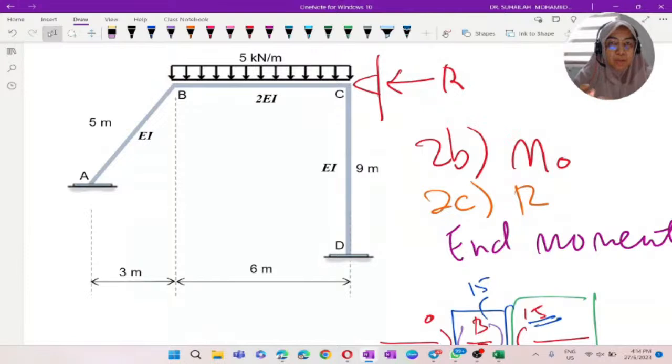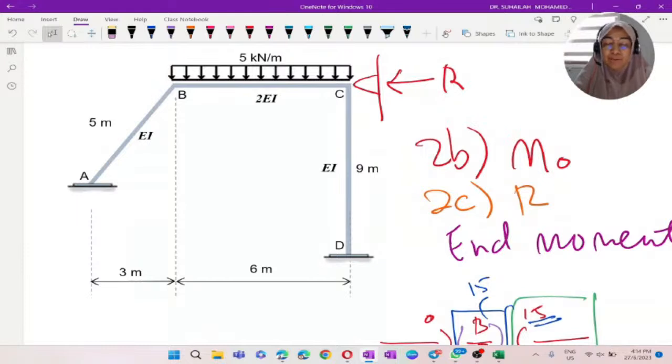So we continue this analysis, the frame analysis. Frame with inclined column. Column AB is inclined. So now we are under step 2C. In my previous video, I discussed how to calculate the end moment, M naught, in Table number one, where the frame under step number two is a no side sway frame.